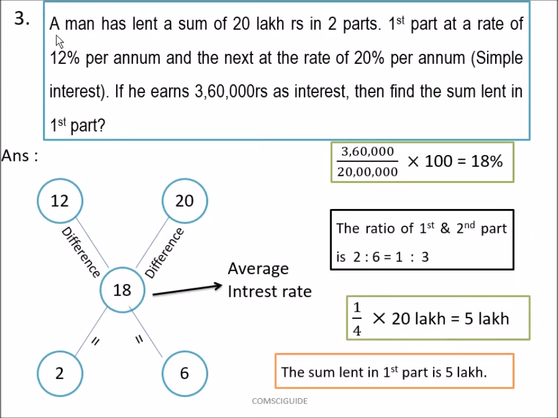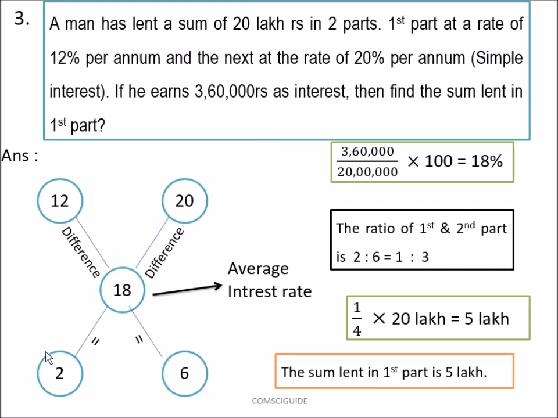And coming to the third question, a man has lent a sum of 20 lakhs rupees in two parts, the first part at a rate of 12% per annum and the next part at the rate of 20% per annum, and it is simple interest only. If he earns 3,60,000 rupees as interest, then find the sum lent in the first part. So first note down the rate of interest for the first part and second part, that is 12 and 20, and now find the average interest rate, that is the total interest by the sum lent into 100, which gives 18%, and it is the average rate of interest.